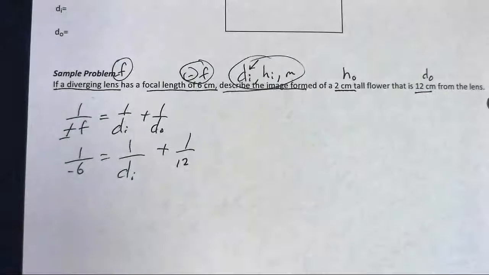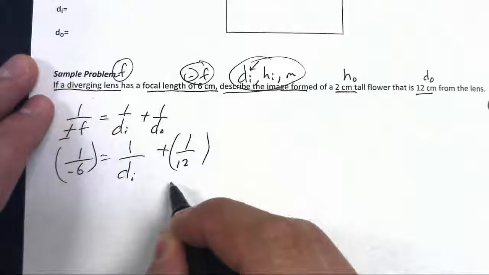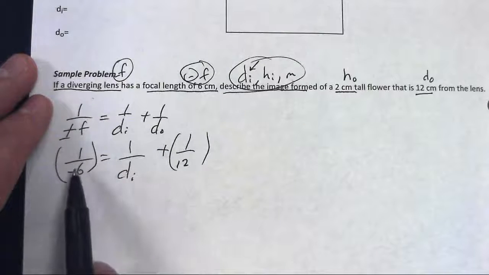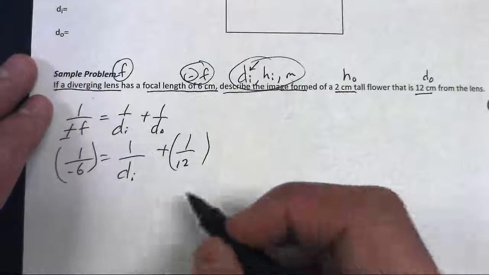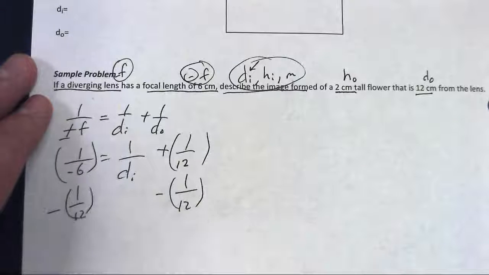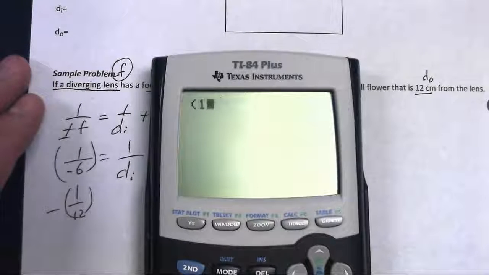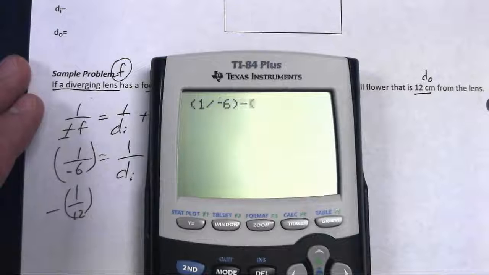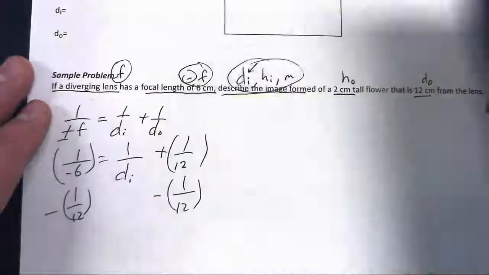Now at this point we have some fractions to deal with. My recommendation is don't mess with the fractions. Don't do that. Just simply put them in parentheses. And if these were numbers, like if this was 6 equals 1 over DI plus 12, you would simply subtract 12 to the other side. And we're going to do the same thing here. We're just going to subtract the whole fraction. So you can do that in your calculator, putting it directly in just like that, in parentheses, 1 over negative 6 minus 1 over 12. It's that easy. Put that in and you get negative 0.25.